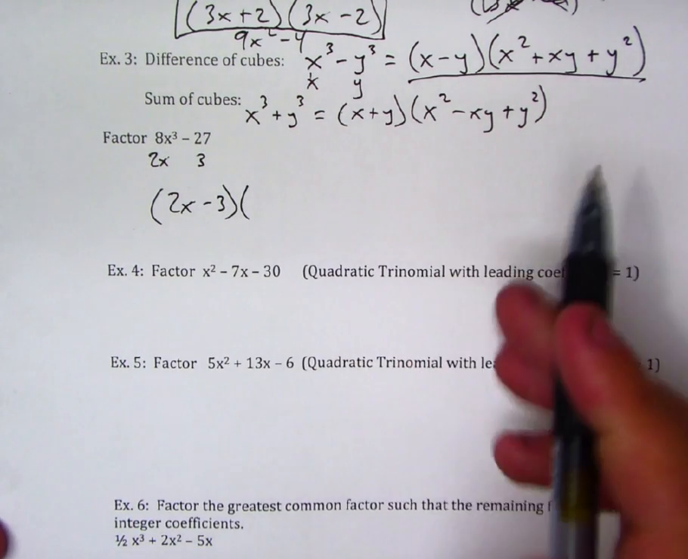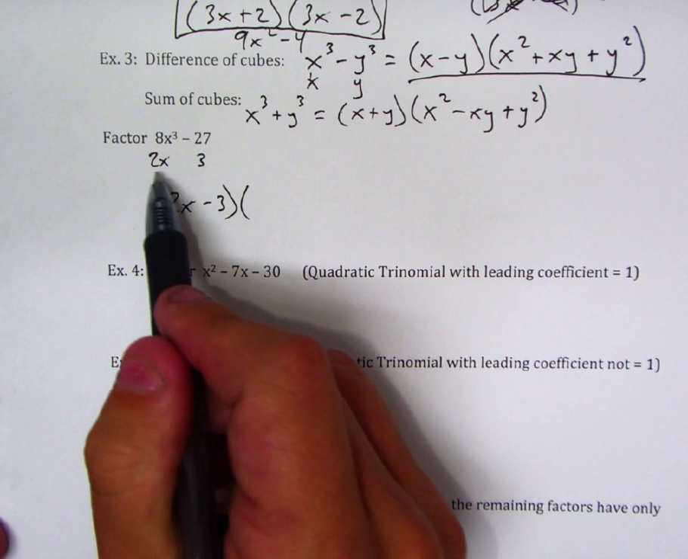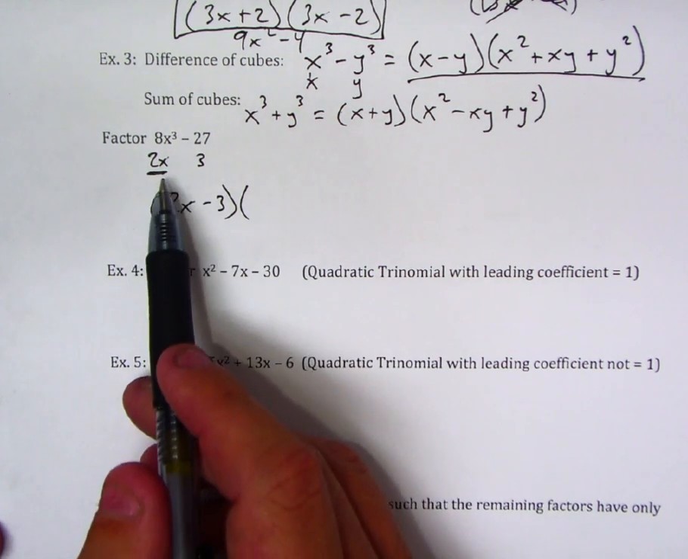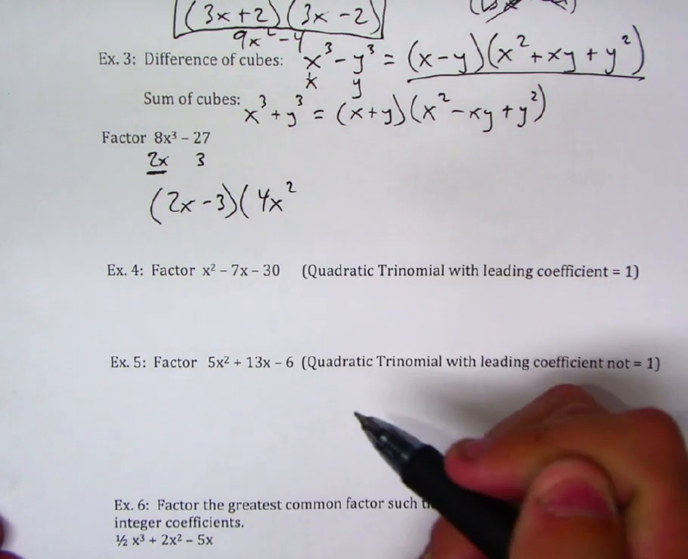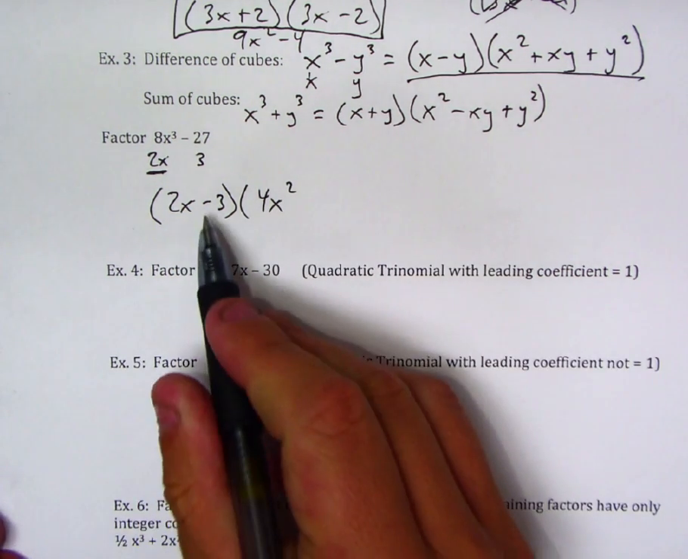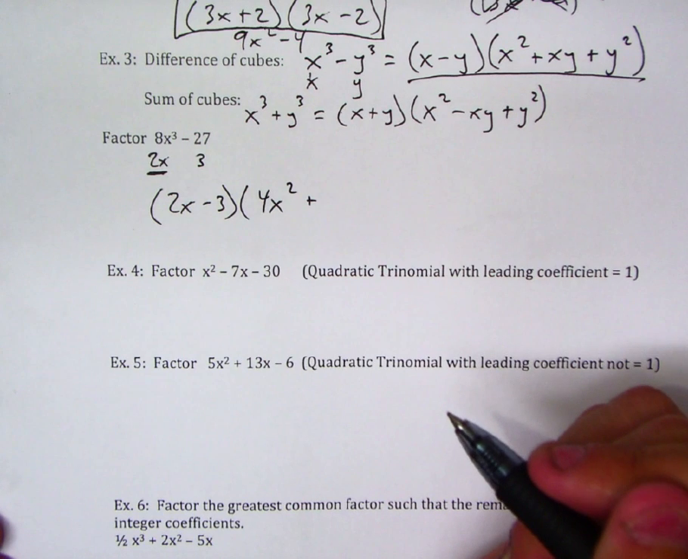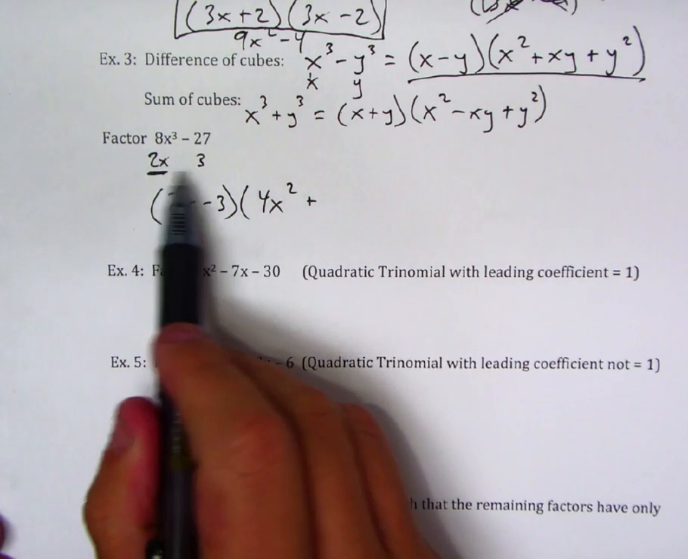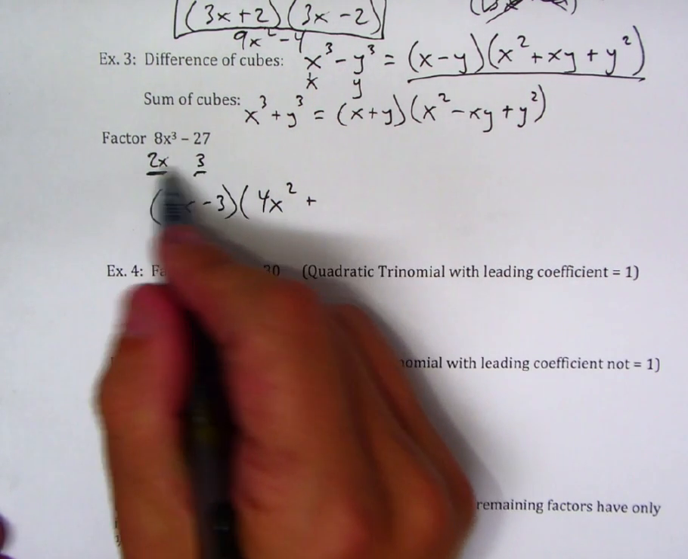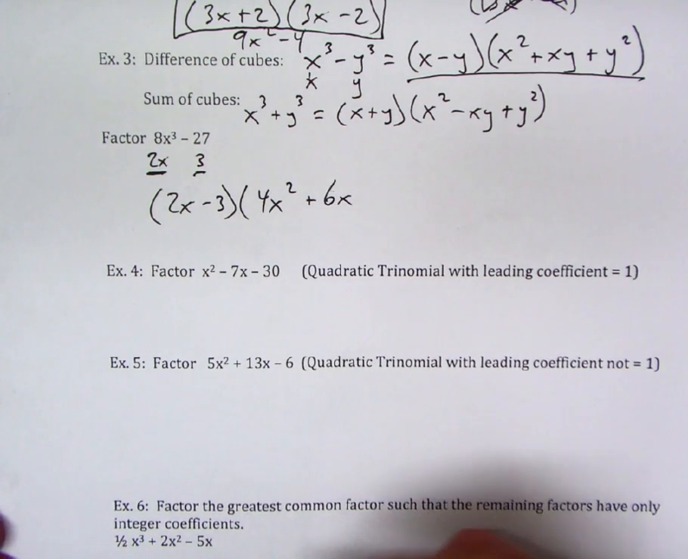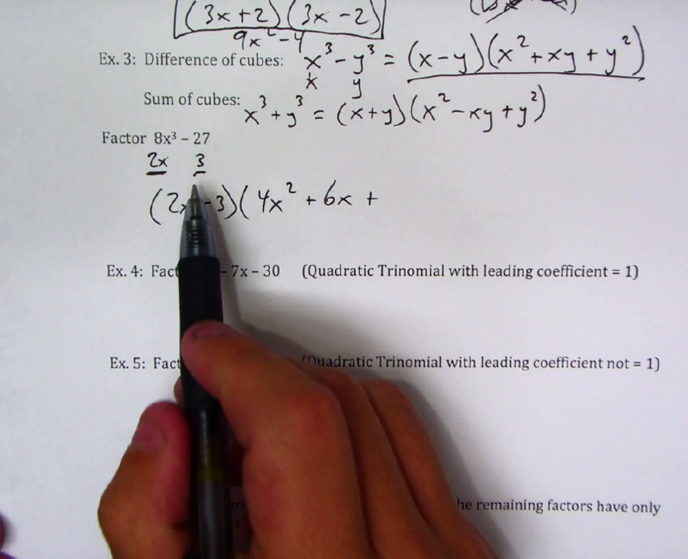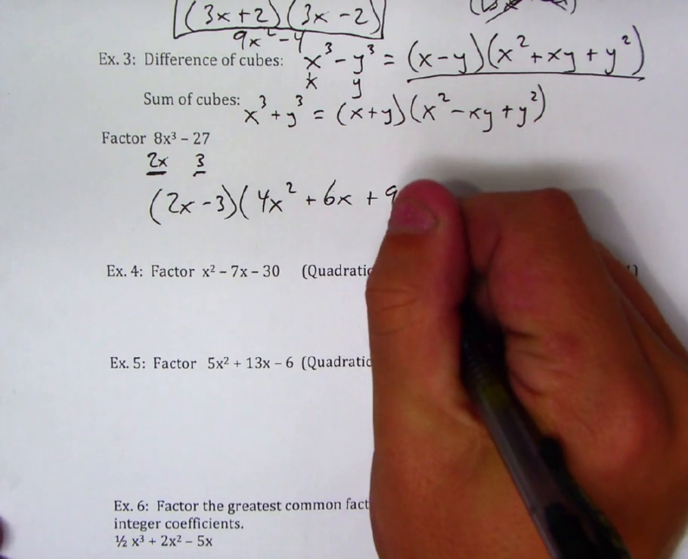In the second set, you're going to square this thing here. Now be careful here. You're going to square 2x. When you square that, you get 4x squared. Sign changes, so plus. You're now going to multiply these two things together. The cube roots, multiply those together and you get 6x. Plus, square the second one, so 9.